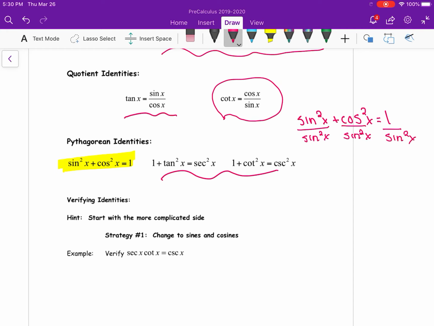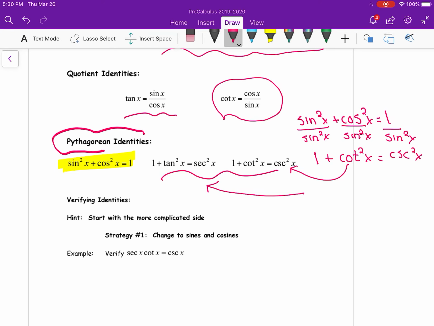When you do that, sine squared over sine squared is 1, cosine squared over sine squared is cotangent squared, and 1 over sine squared is cosecant squared x. So you actually end up with this. If we would have divided everything by cosine squared, we would have ended up with the second one. But these are pretty important.